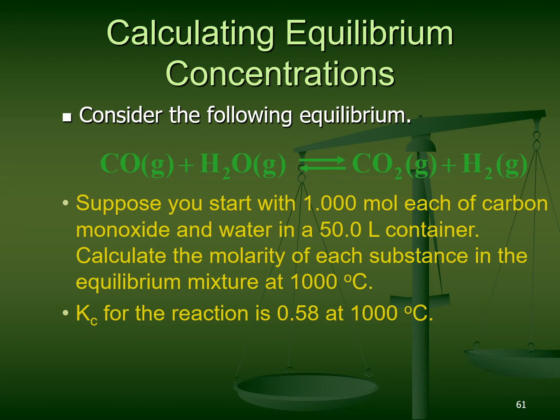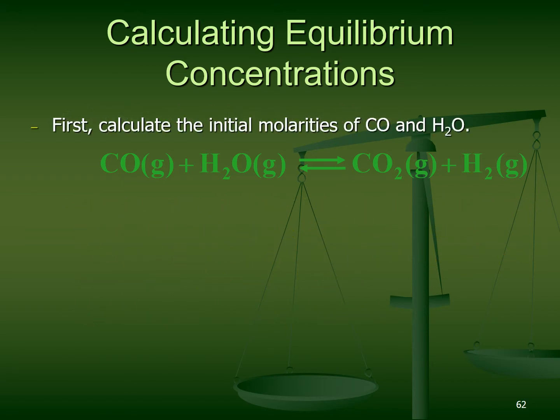So we know the K value, we know the initial concentration of CO and the initial concentration of H2O, but that's all we know. And what we want to know is the concentration of each substance at equilibrium. So again, we're going to bring our ICE chart into it. First, start out by calculating the molarities of what we know. Since we know it's 1 mole in 50 liters, do that.